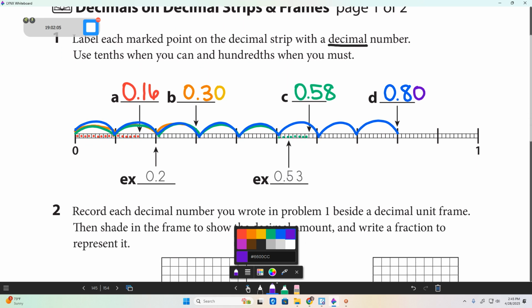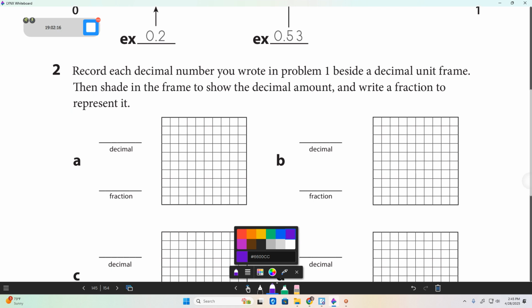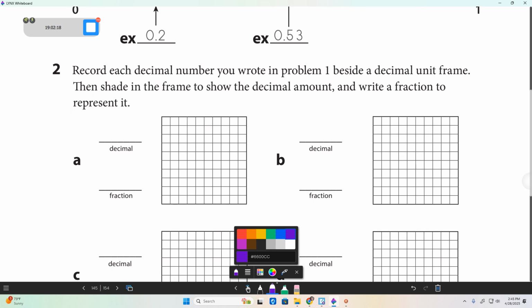Okay, hope you feel good on that section. Number 2 says, record each decimal you wrote in problem 1 beside a decimal unit frame. So we're just going to look up above and write the same decimals down below. Then shade in the frame and write a fraction to represent it.